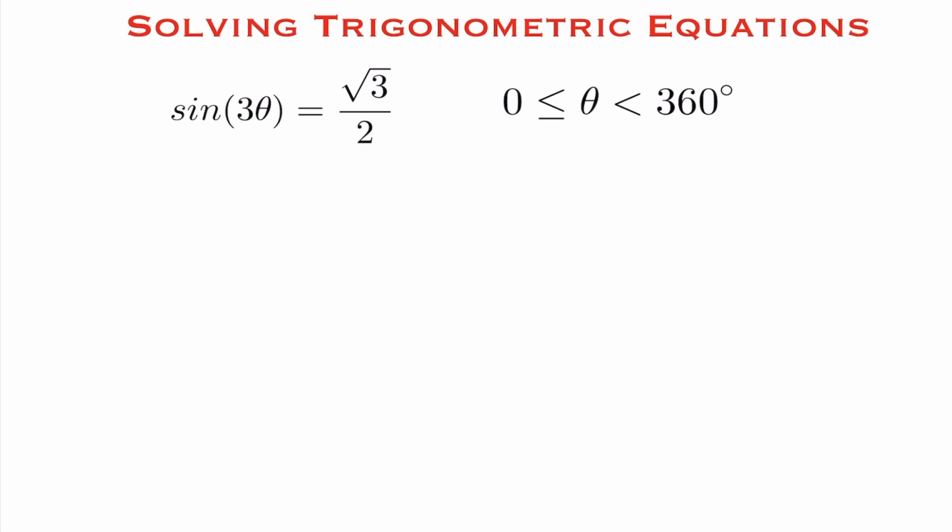I've got the sine of 3 theta is root 3 over 2. The domain here goes from 0 to 360. So if we wanted to solve this, again, your first step is you're going to go ahead and take the sine inverse of both sides, giving us the following.